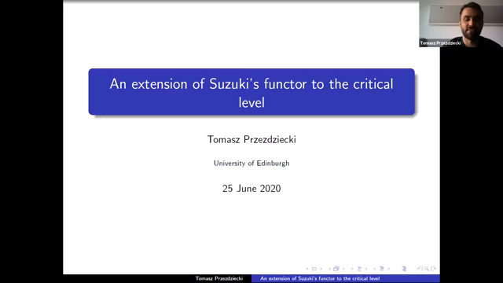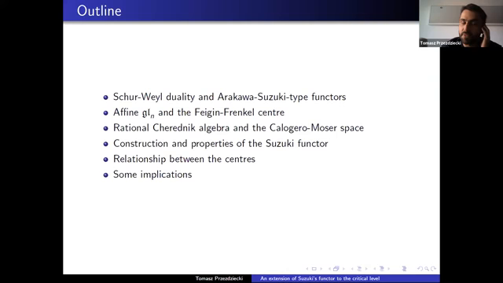Okay, so thank you very much for the invitation. I'll start by recalling the fundamentals, from some really basic things. The fundamental building block of the Suzuki functor is the Schur-Weyl duality, and I'll explain a little bit how it is related to this whole family of Arakawa-Suzuki type functors.